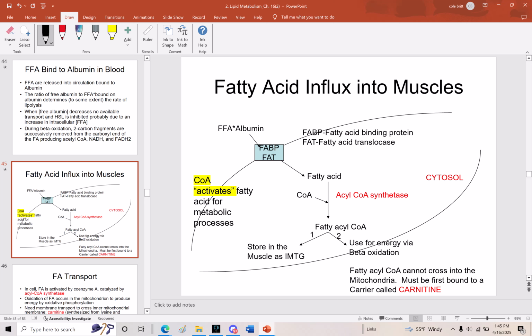Fatty acyl-CoA, it's now ready. So you can store it, and sometimes the muscles might store it. That IMTG just stands for intramuscular triglyceride. But most cells are going to use that fatty acid for beta oxidation. So now we're going to do beta oxidation, but keep in mind the fatty acyl-CoA cannot cross the mitochondria. So that's where this guy comes in. This guy is carnitine. Carnitine is going to be able to transport the fatty acid into the mitochondria.